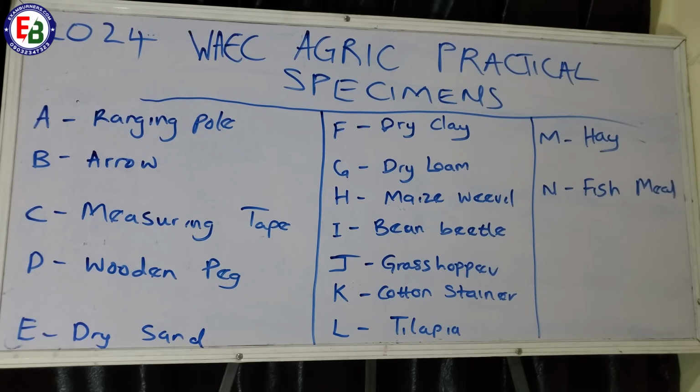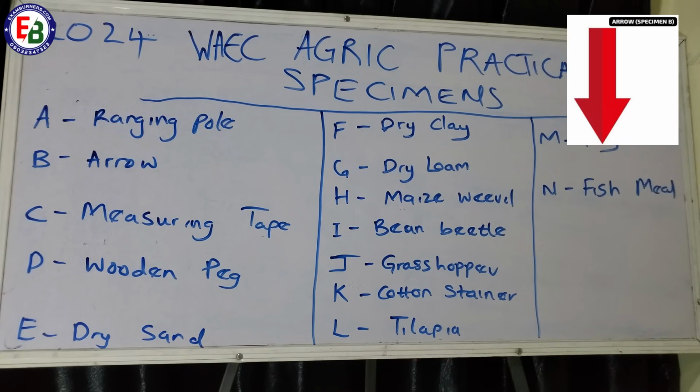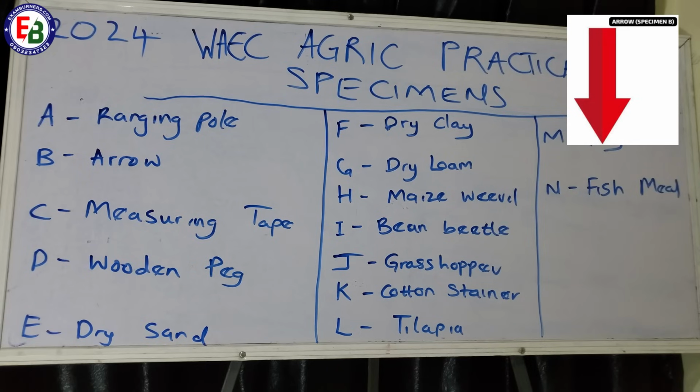So moving on to uses of specimen B. I want to talk about the uses of specimen B. It is used during chaining for marking off length chains. That is your number one use of arrow. Another use is it is used for marking stations. Another use is marking point of intersection. So I've given you 3 uses of arrow. Number one is used during chaining for marking off length, used for marking station, and used for marking point of intersection.